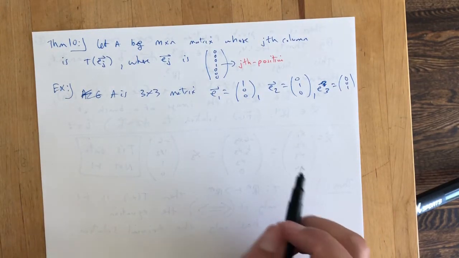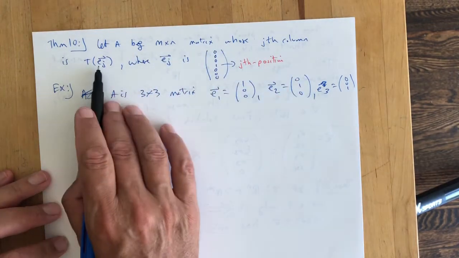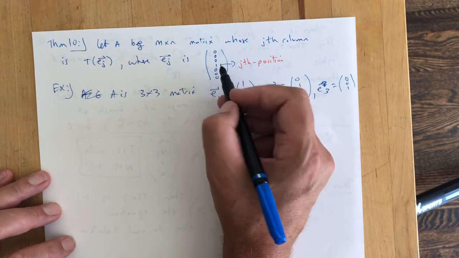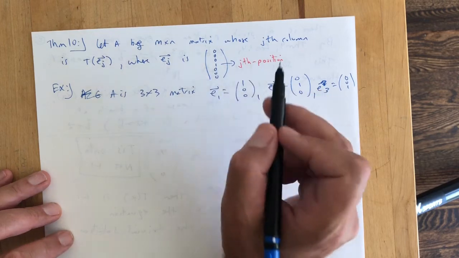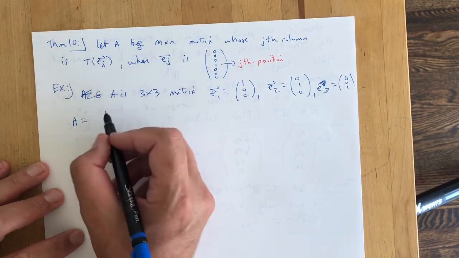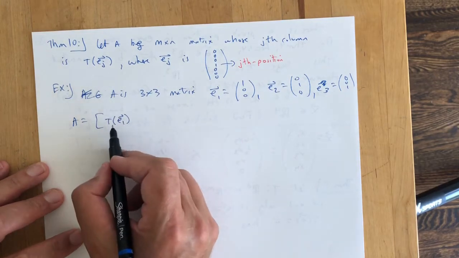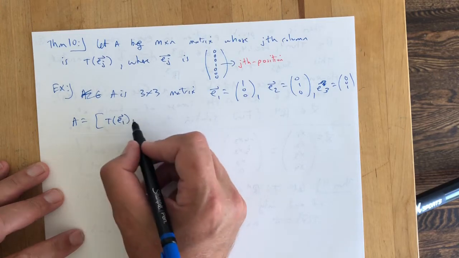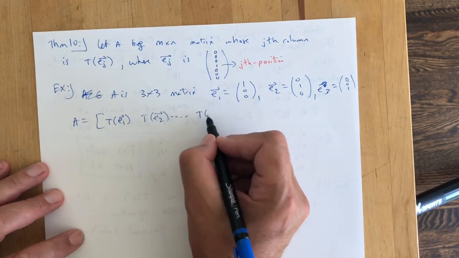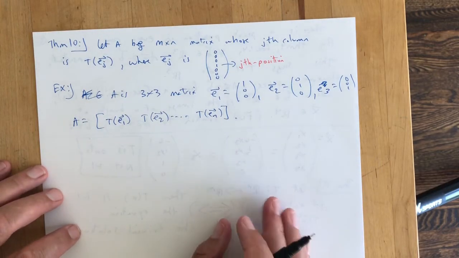And so, anyways, we're going to let A be the m by n matrix whose jth column is T of E sub j, where E sub j is this column vector with a 1 in the jth position. Right. Then A is the mappings of T on this. So it's T of E1, T of E2, dot dot dot, T of En.